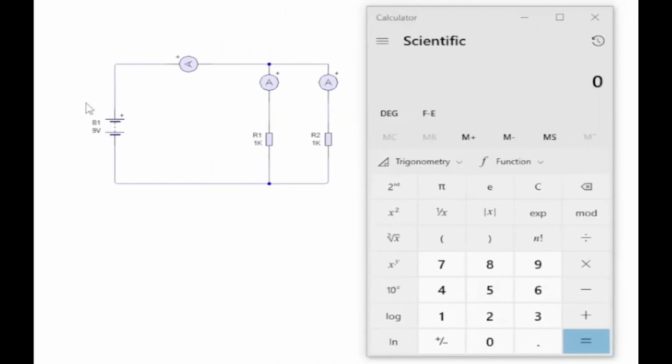Right, let's have a look at this circuit. We have a 9-volt battery. We have an ammeter displaying the total current to the circuit. We then have two individual ammeters in parallel to two resistors of the same value in parallel.